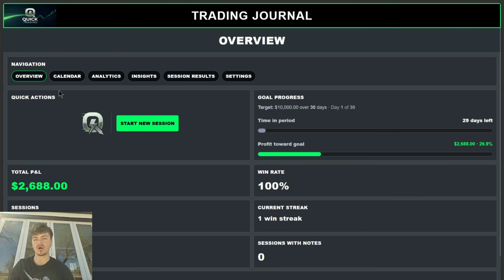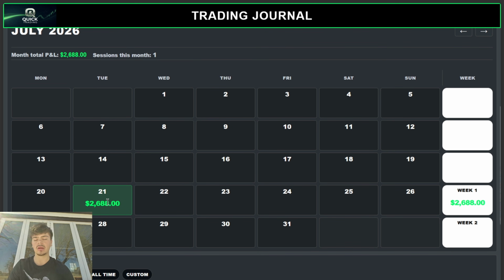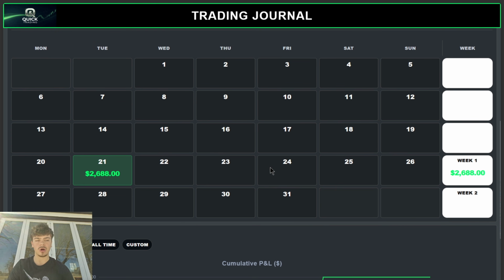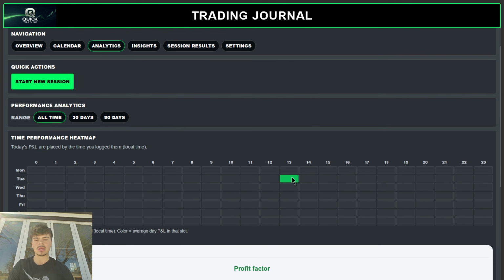Currently, we have a 100% win rate, and overall, you can also see the calendar. For example, on a day like today, an amazing Tuesday, I made $2,688. You can track it on this graph as well. You can see how much you've made during the week. You can even come here to your analytics and see what time of the day is the best day for you to trade across all time, across the last 30 days, the last 90 days.